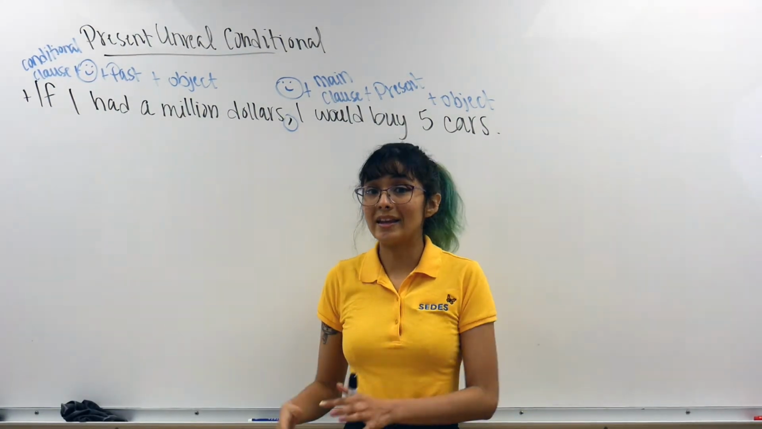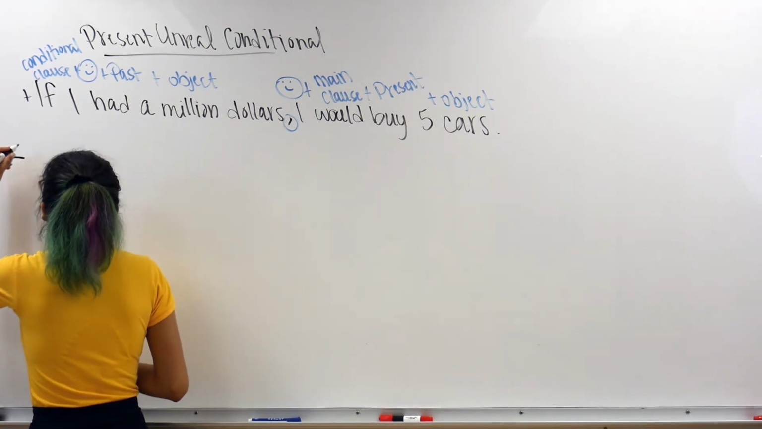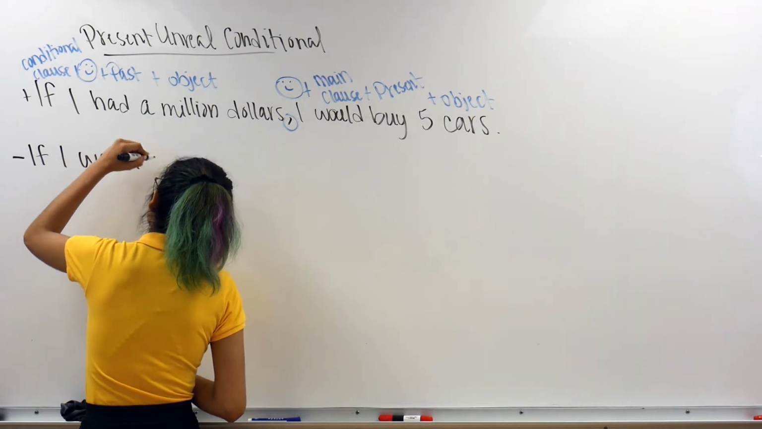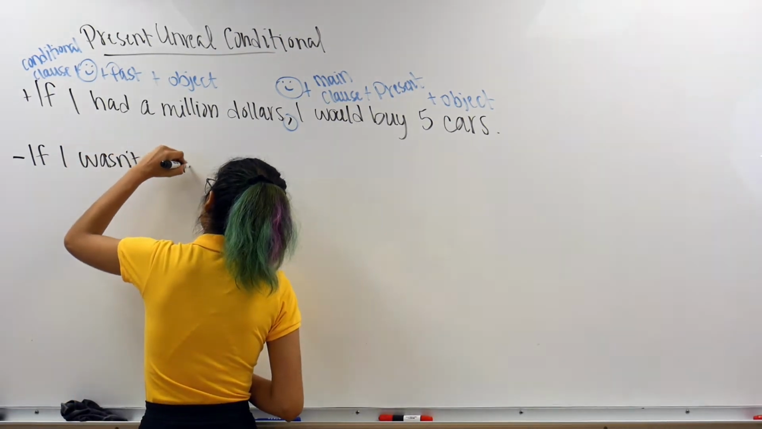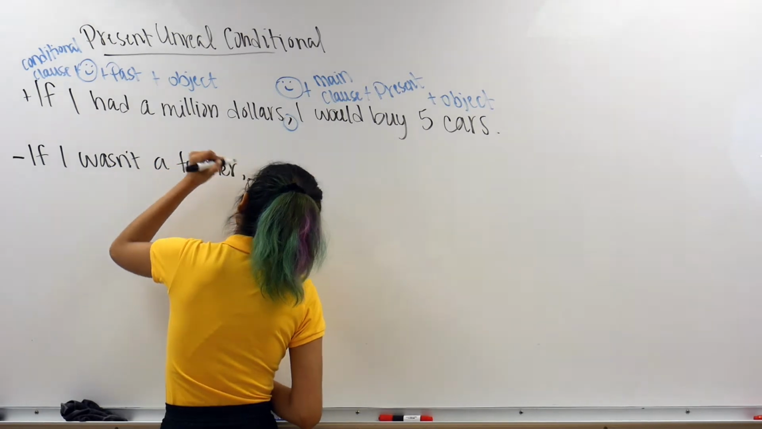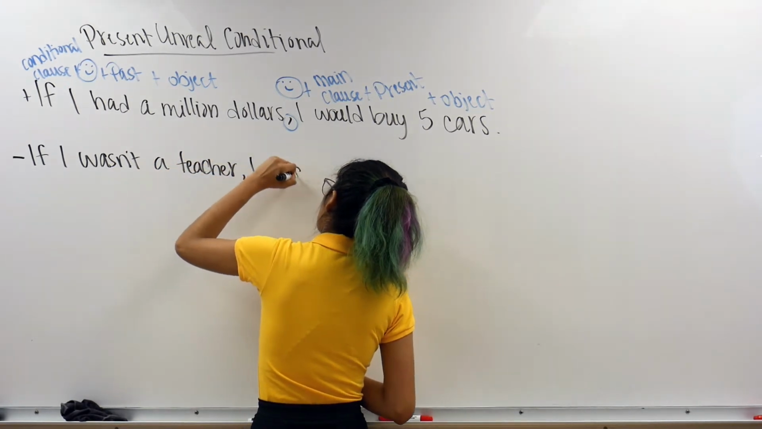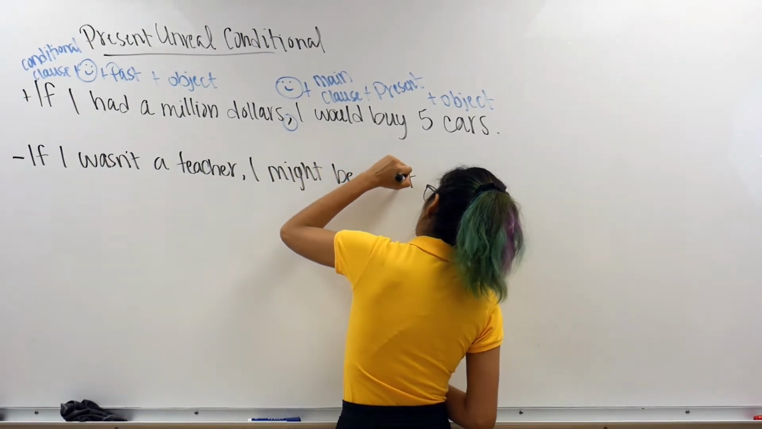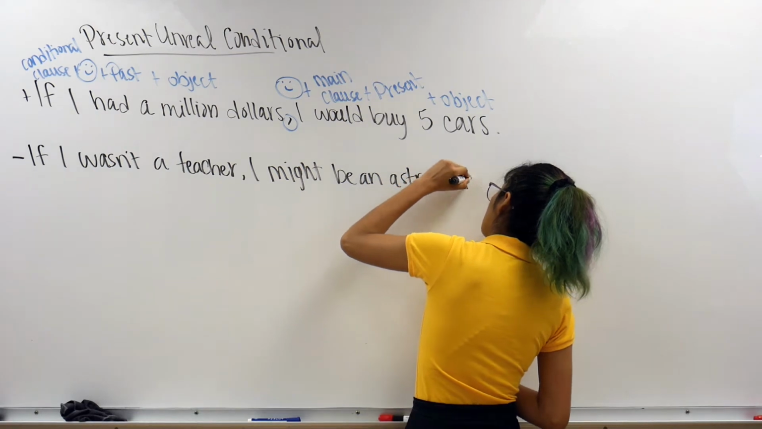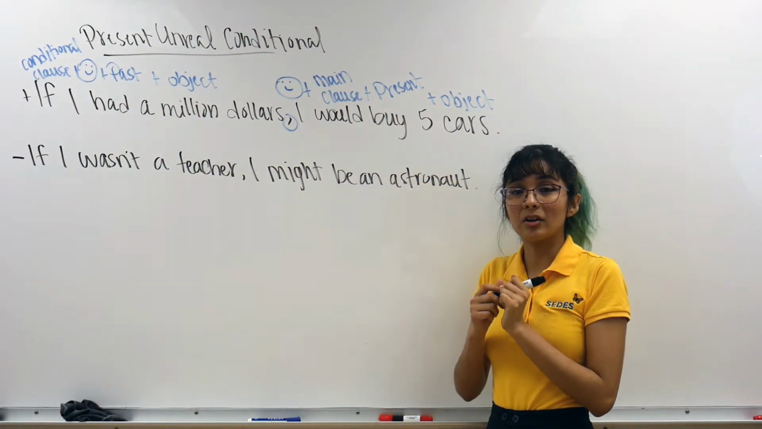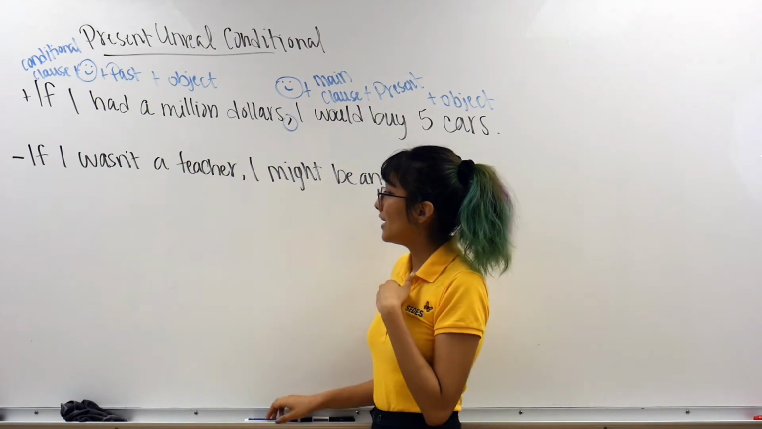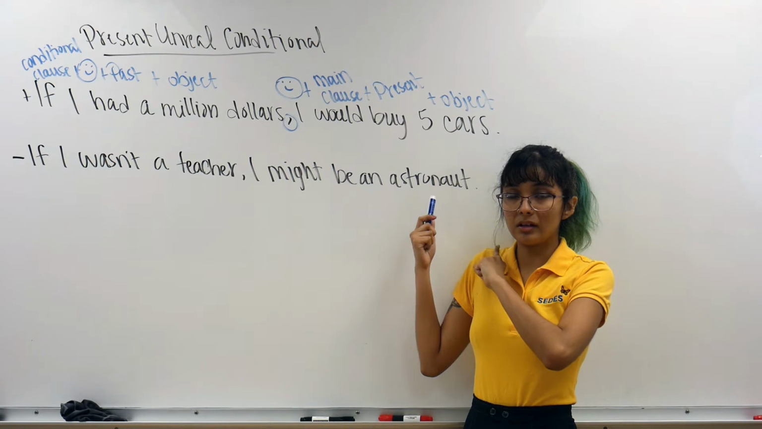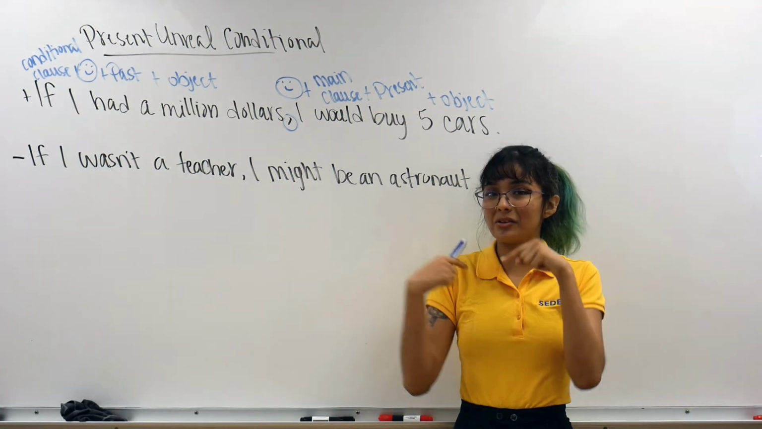We can also look at negative statements. So if I wasn't a teacher, I might be an astronaut. You know the astronauts, the ones that go to space, right? So if I wasn't a teacher, I might be an astronaut. Is it possible that I might be an astronaut? Not really, right? Because I'm right now your teacher.